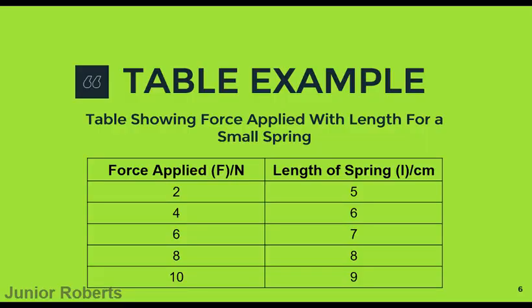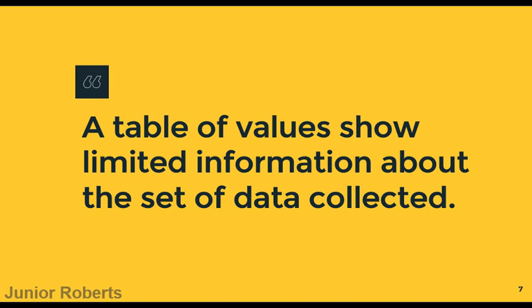Now, here's an example of a table. So we have a table showing force applied with length for a small spring, and we have two columns, right? Our force column and the length column, and we have values in those columns. As you can see from this table here, it's very basic in terms of the presentation of data. There's not much we can interpret from this set of information here, right? So a table shows limited information about the set of data collected, and in other words, we can say that a table is not that exciting, right?